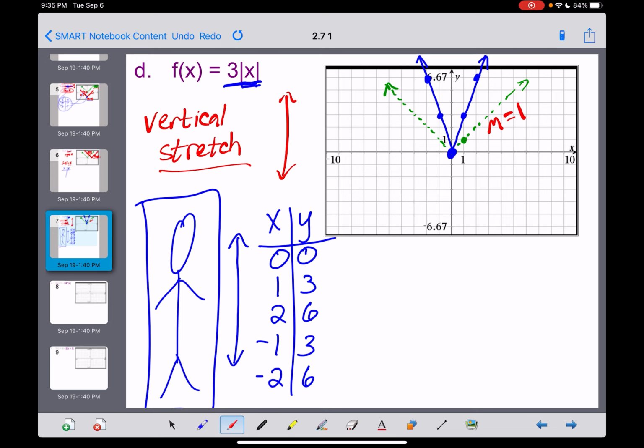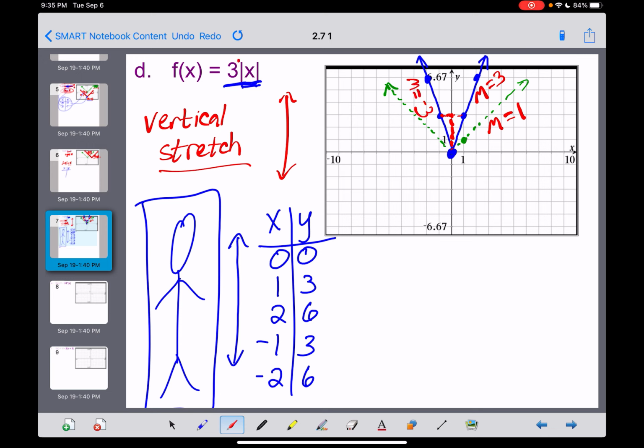But if you look at the blue ray right above it, guys, the slope of that ray was up 3, right 1. That's a slope of 3. And then over here on the left, you'd go up 3, left 1. That's a slope of negative 3.